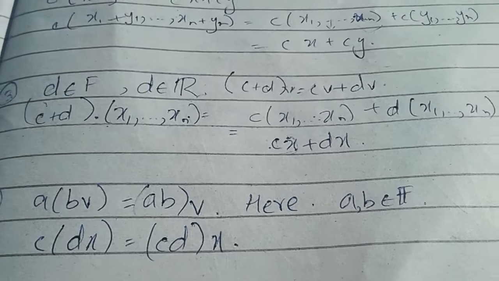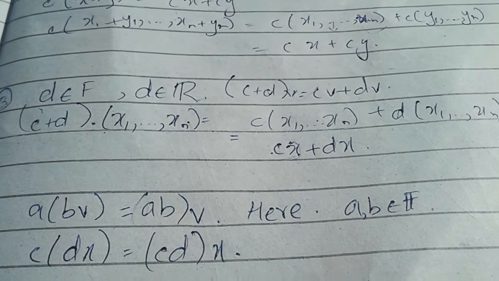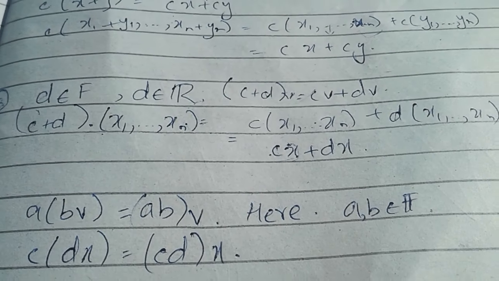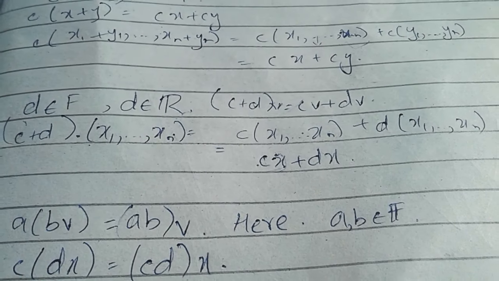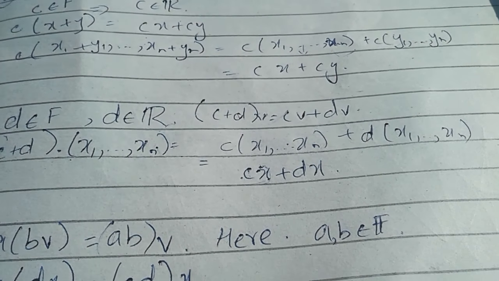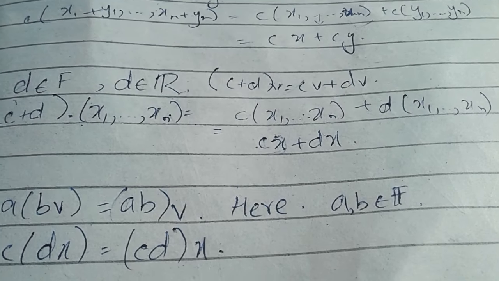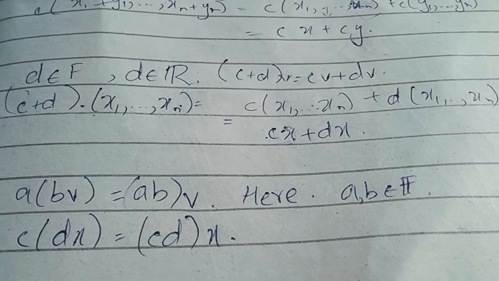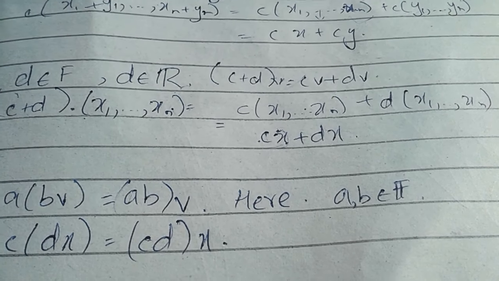Now we have to prove the associative law with respect to multiplication. So here is the law. Here a and b are elements of the field, and we have already defined two elements of the field, which are c and d, and v is any element of the given vector, so we will take x. So we will have to prove that c(dx) is equal to (cd)x.